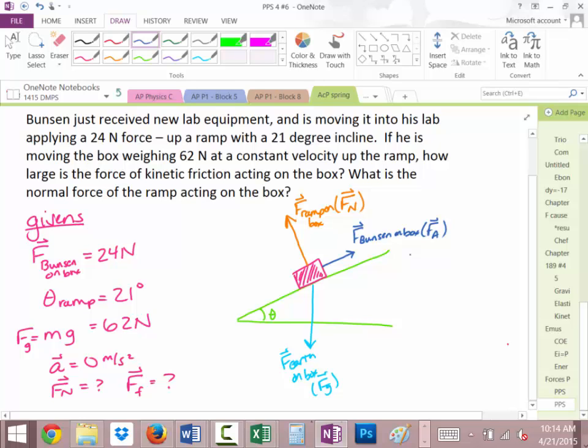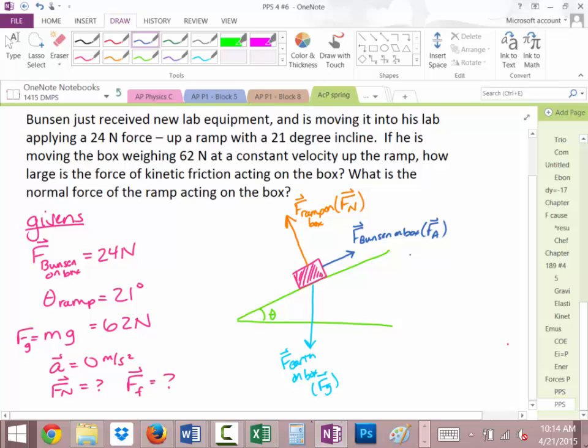Yeah, Ashley, what's up? The force of friction. Where's that one going? Down. Why? Because it's moving against the box so it doesn't slide down. Yeah. Force of friction always opposes motion. So if the box is moving up, the friction goes down. If the box is moving down, friction goes up.